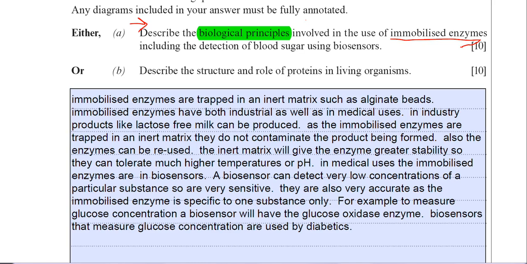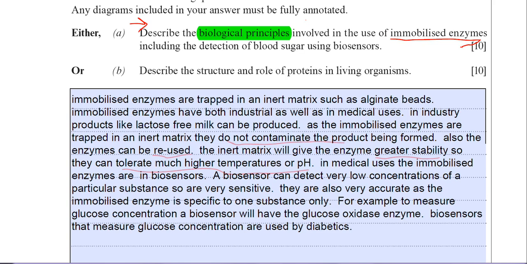So as you can see there, I've mentioned that they can be reused. All right, they do not contaminate the product. Okay, I've said that they have greater stability, so they can tolerate much higher temperatures or pH. All right, so all of that now would be worth quite a few marks in the essay.